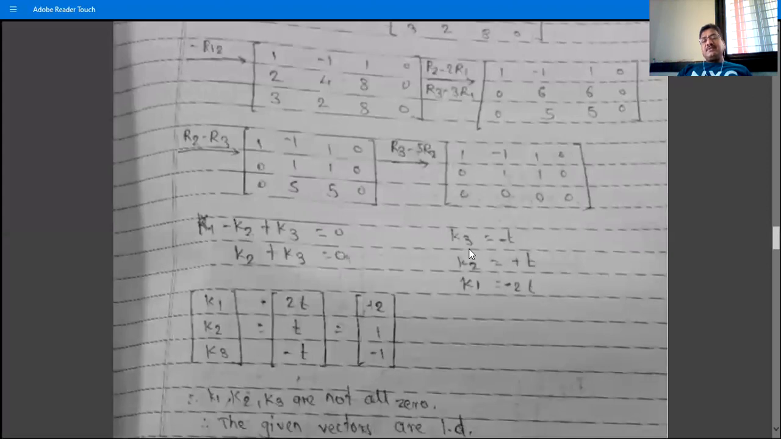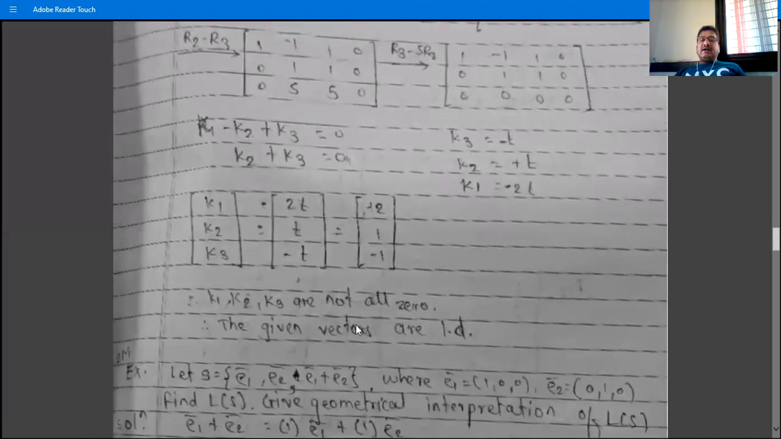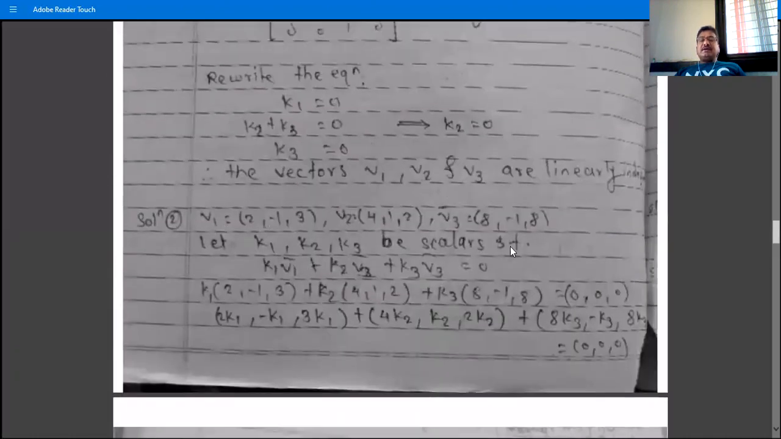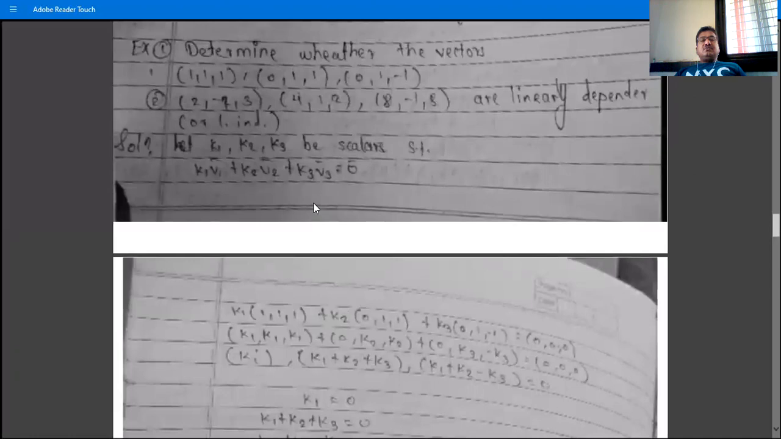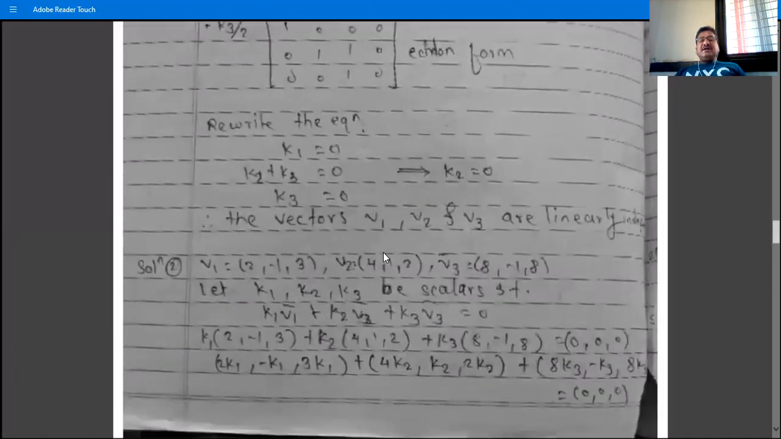If we take T as 1 or 2 or 3, we get a non-zero solution. And therefore K1, K2, K3 are not all 0, and therefore the given vectors are linearly dependent. So these vectors are linearly dependent. These two problems indicate the procedure to show a set is linearly dependent or linearly independent.